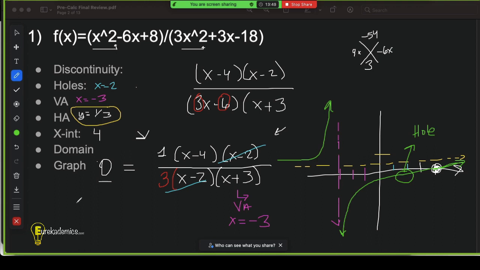And now we can actually answer our domain questions. The domain is all real numbers except the vertical asymptote, so x cannot equal negative 3, or x cannot equal 2 for the hole. That would be your restrictions on domain. Some teachers like interval notation. That would be negative infinity to negative 3, union negative 3 to 2, union 2 to infinity.